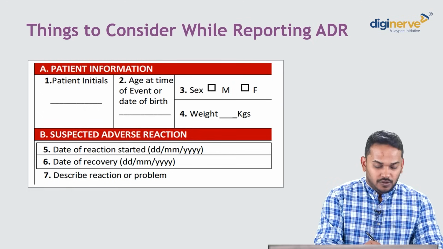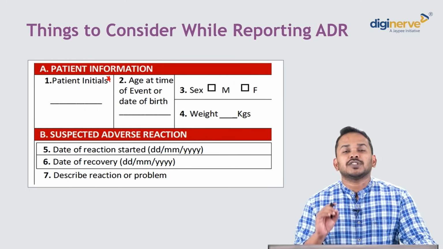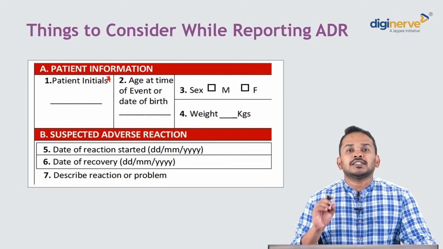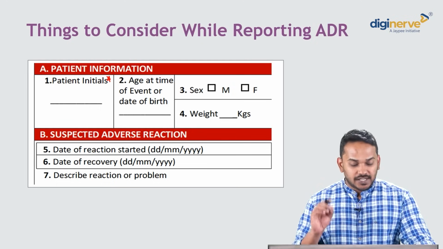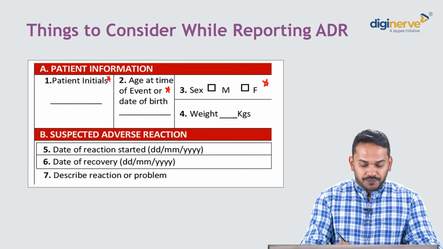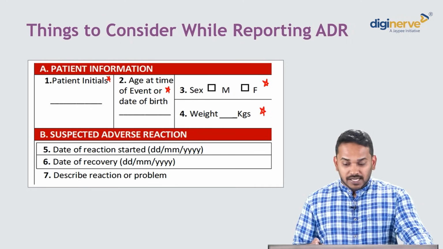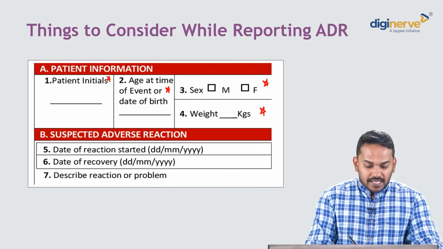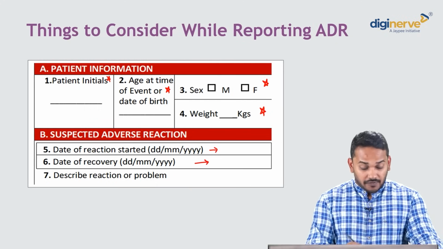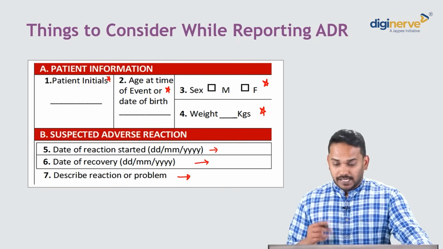The first part is patient information, where you have to write the patient initials. You do not have to write the name of the patient, you just have to write the initials. This is to maintain the confidentiality of the patient. Then age or date of birth, gender and also weight. The second part is the suspected adverse drug reaction: the date at which the reaction started, the date the patient started recovering, and a description of the adverse drug reaction.